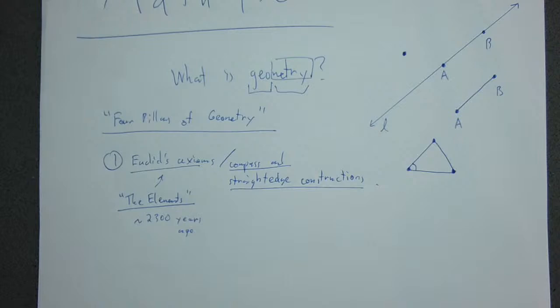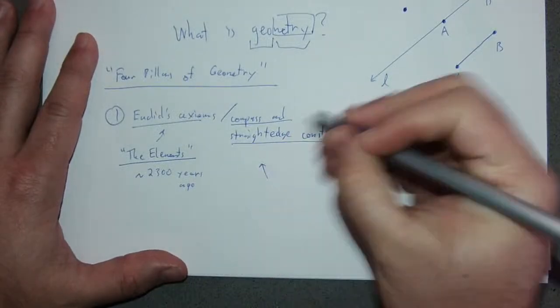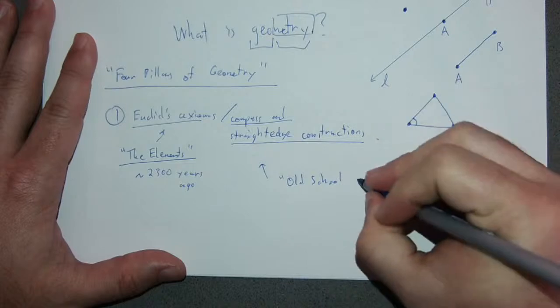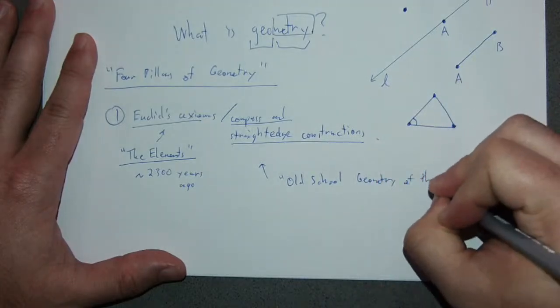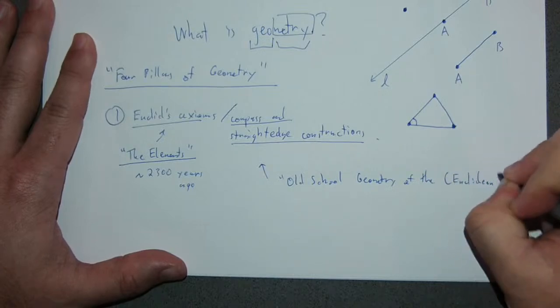So the idea is that all of this was done without reference to anything like coordinates, right? So this is our old school geometry of the plane. Of course, the plane is many times called the Euclidean plane.